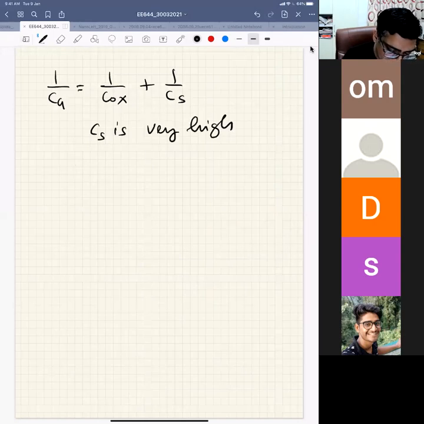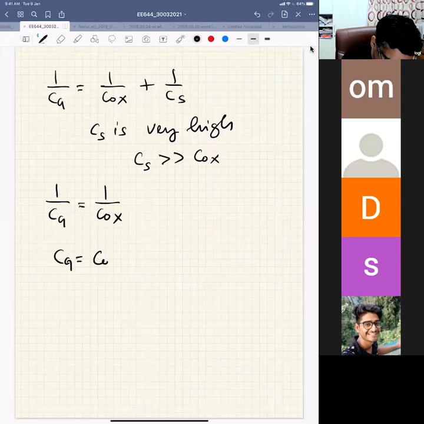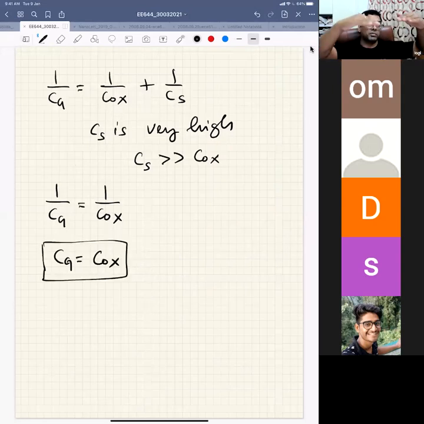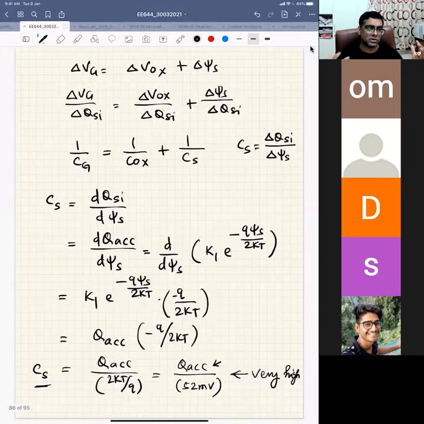Generally Cs is much higher than Cox, so your 1 by Cg you could simply write as 1 by Cox, and your gate capacitance is nothing but your Cox. So when you're operating your capacitor, or your transistor, in accumulation, your gate capacitance will be Cox, your oxide capacitance. This is from the mathematics: we have derived and found Cg equal to C oxide.